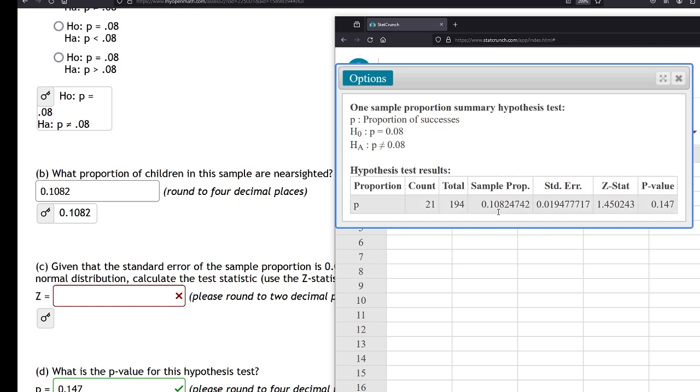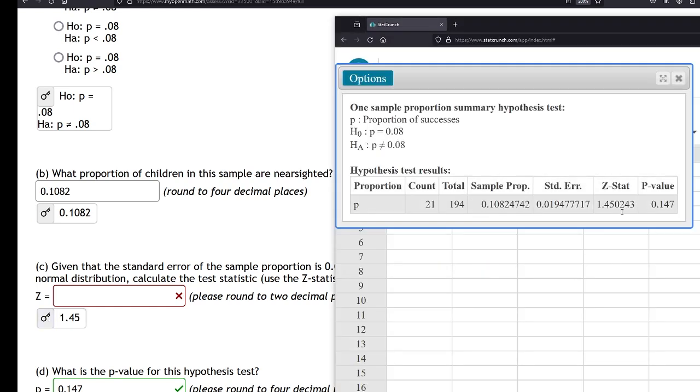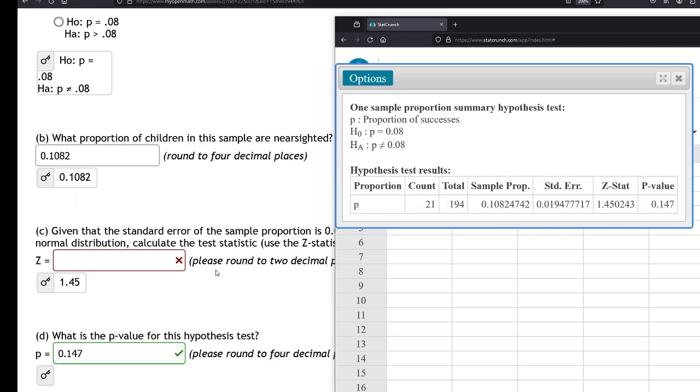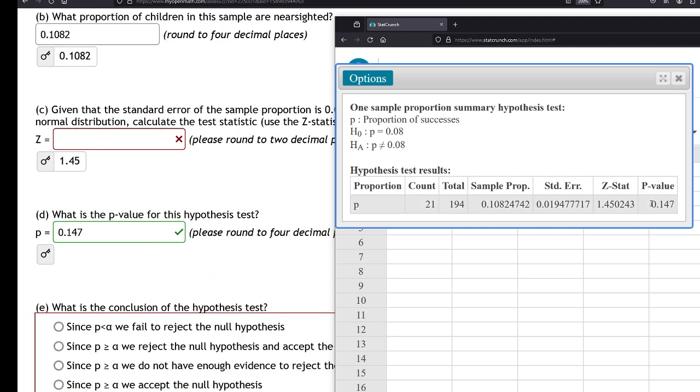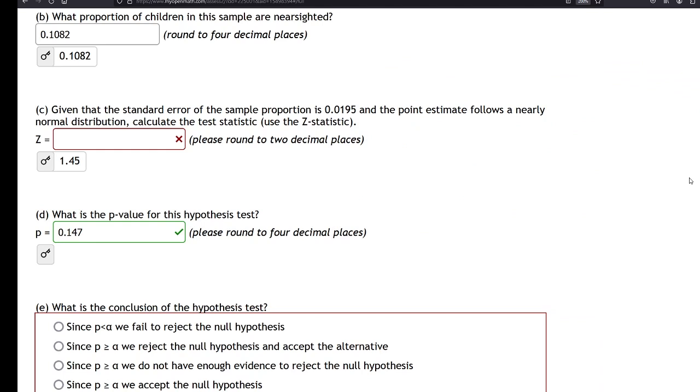So this 0.1082, that's our value here. If we look at the z statistic, 1.45, that's what we have right here for the z-stat. So it's showing us that value. Or you can calculate it by hand like that's in the book. And then notice that they're giving us here the p-value, which we got right here. Here's our p-value. Okay, so you can use StatCrunch to do a lot of this calculating for us, but you want to really focus on thinking through the problem and making sense of it.